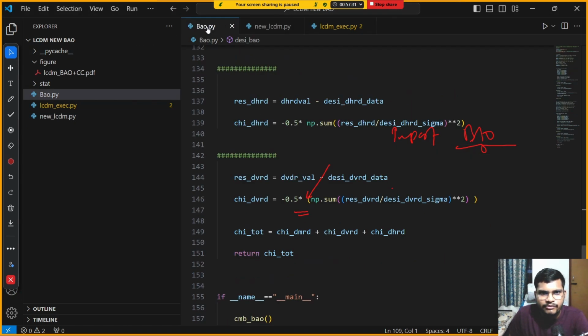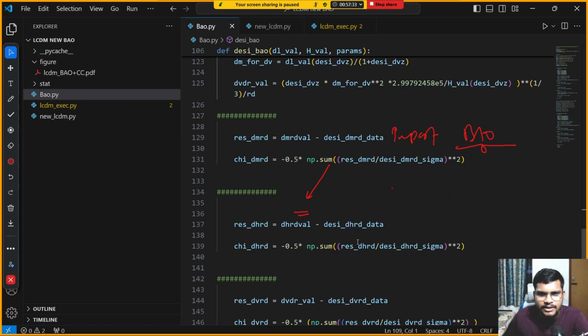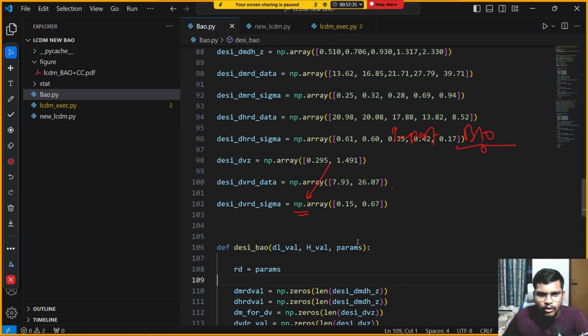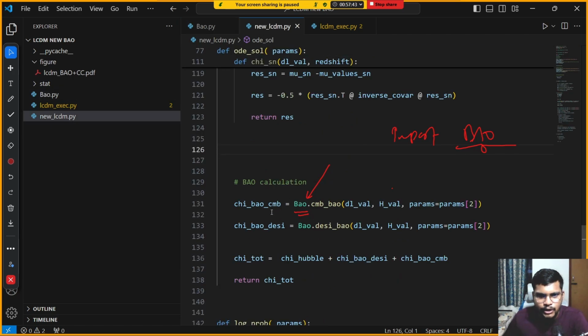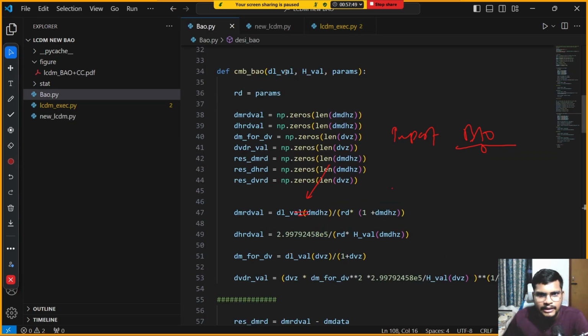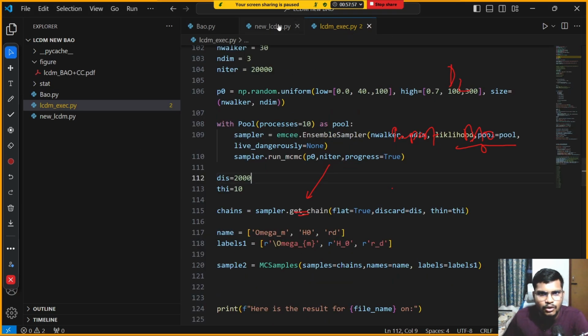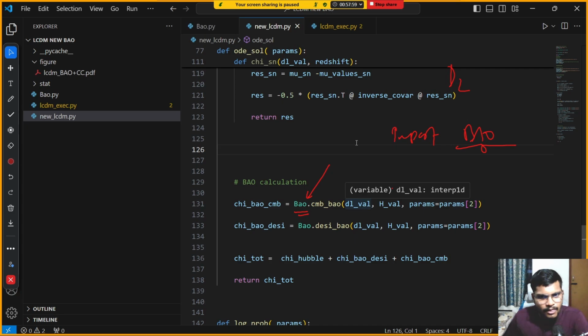BAO contains two definitions, right? One definition is for DESI BAO, and another is CMB BAO. First of all, I am going to do the calculation for SDSS CMB BAO. The first block is for DL well, because I'm importing the luminosity distance DL. So over here, it will go to DL well, right?